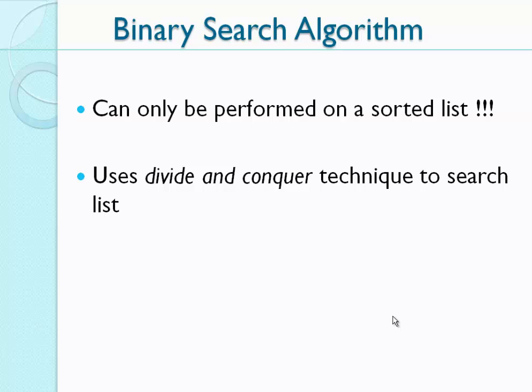Now let us see the binary search algorithm. It can only be performed on a sorted list, which is one of the basic criteria for performing binary search. It uses the divide and conquer technique to search the list.